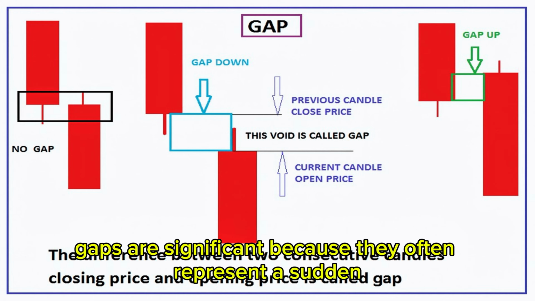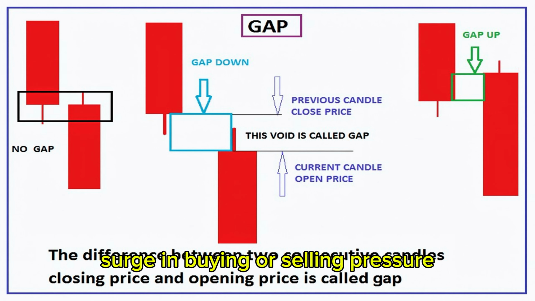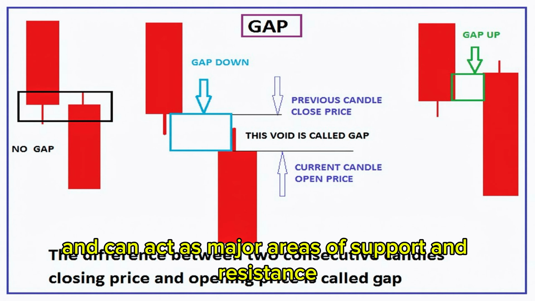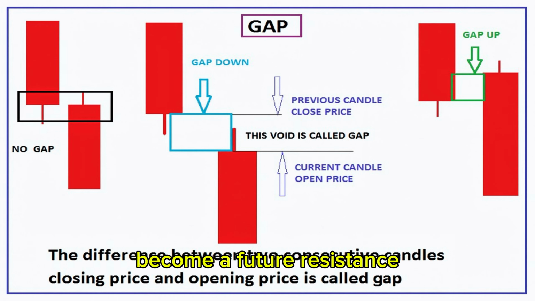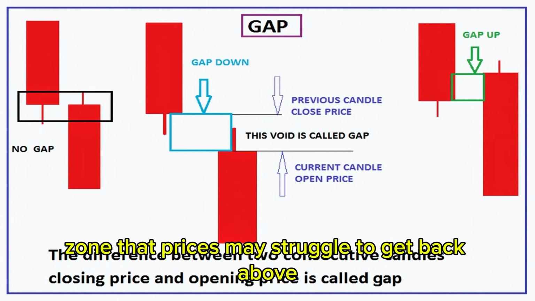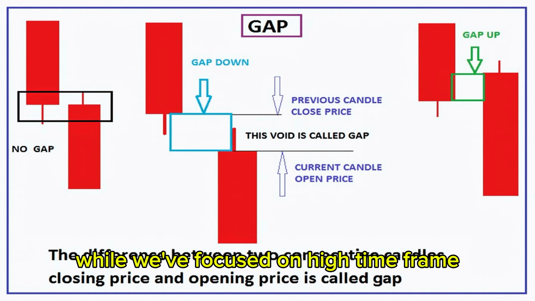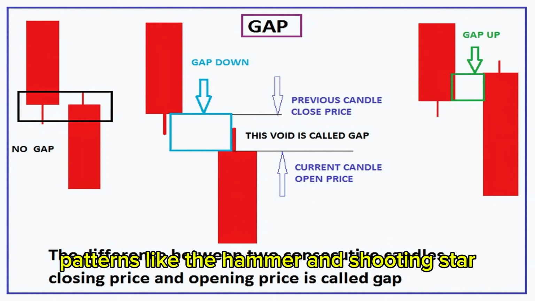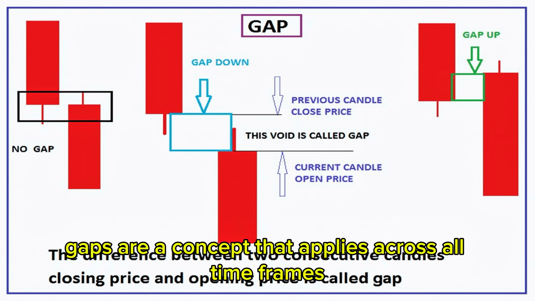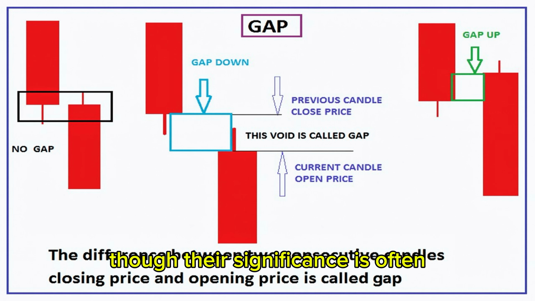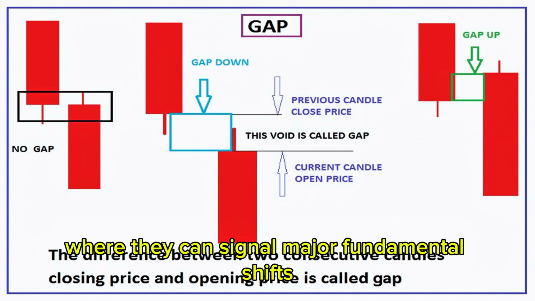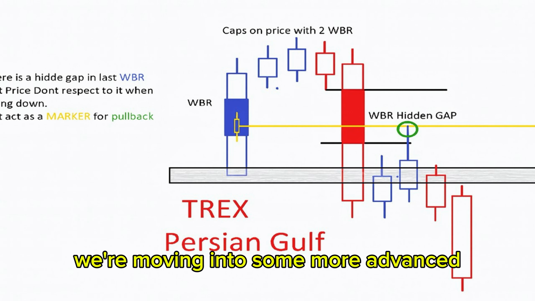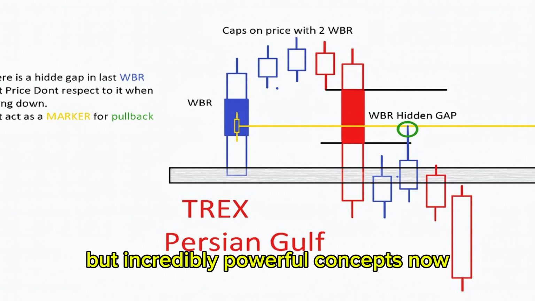Gaps are significant because they often represent a sudden surge in buying or selling pressure and can act as major areas of support and resistance. A gap up can become a future support zone, while a gap down can become a future resistance zone that prices may struggle to get back above. While we've focused on high time frame patterns like the hammer and shooting star, gaps are a concept that applies across all time frames, though their significance is often greatest on the daily and weekly charts where they can signal major fundamental shifts. We're moving into some more advanced but incredibly powerful concepts now.